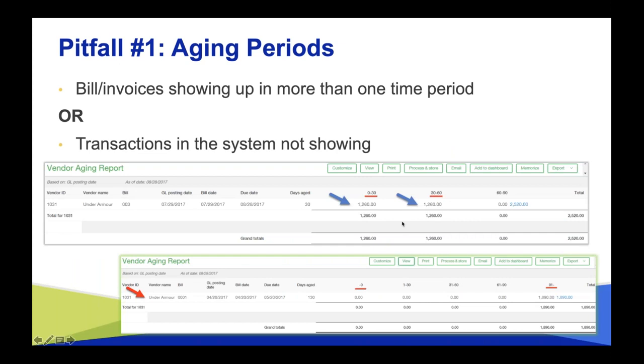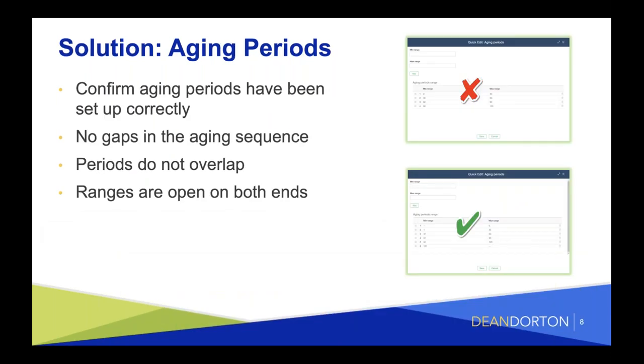So pitfall number 1 is with your aging periods. Some things can happen with your aging periods. Bills or invoices showing up in more than one time period, or transactions in the system not showing up at all. The way that can happen most of the time is that there's a problem with the aging periods. You have complete control over setting up those aging periods in the system. And let's say perhaps you type from 1 to 29 days and 31 to 45 days. Probably not going to do that, but if you did and you had invoices fall on that 30th day, then obviously they're not going to show up at all.